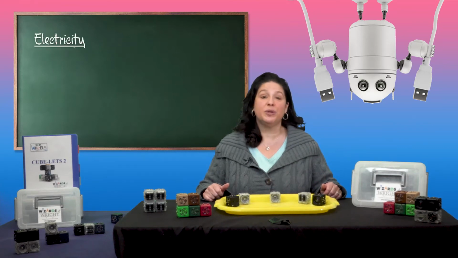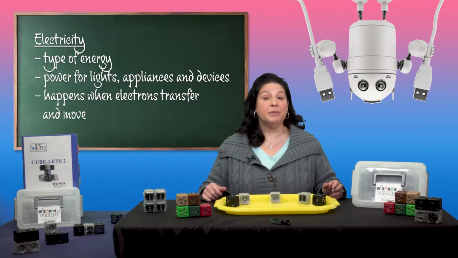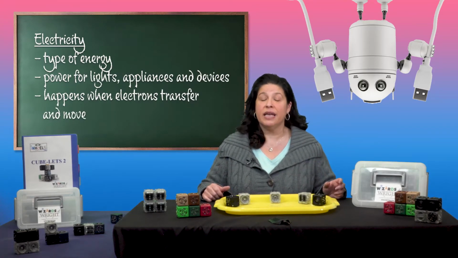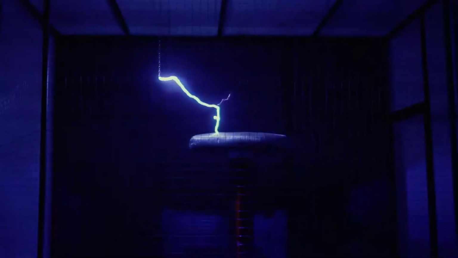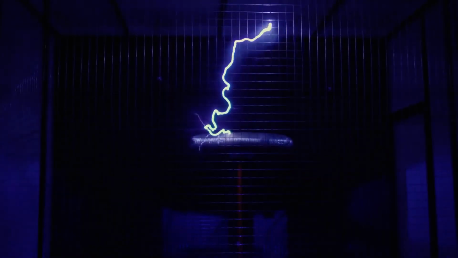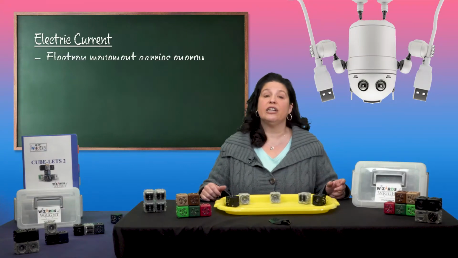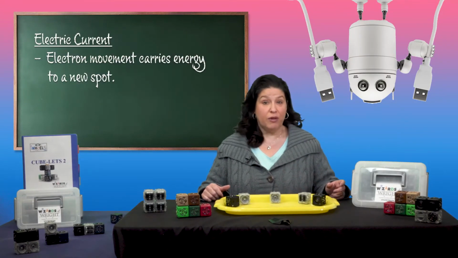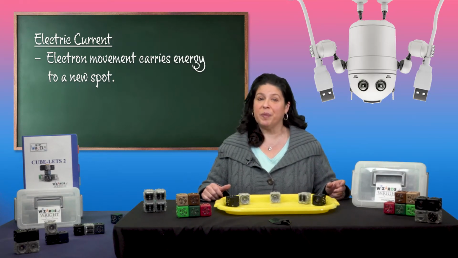Let's talk about electricity first. Electricity is a type of energy. It provides power for turning on our lights and running the appliances and devices in our homes, schools, and businesses. Electricity happens when electrons move. When those electrons move, they carry their energy to a new spot. This movement is an electric current. Everything from washing machines and flashlights to telephones and iPads needs an electric current for power.